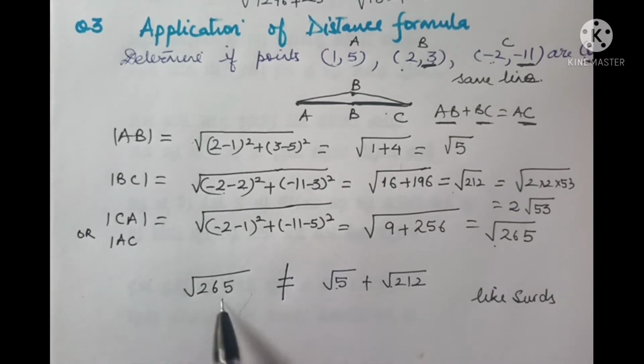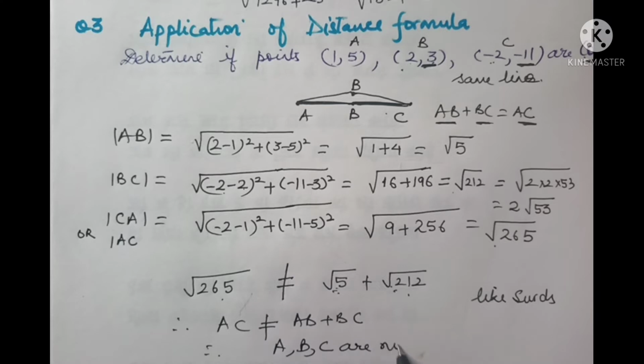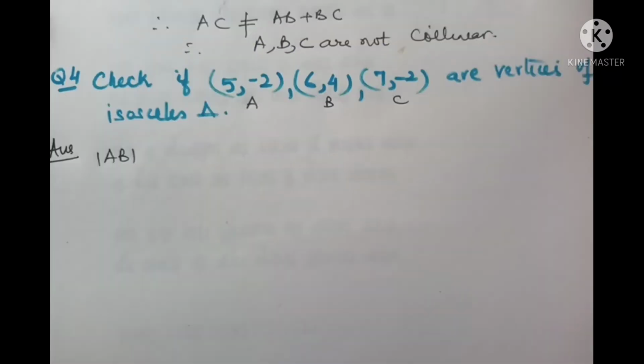Now since root 265 is not equal to the sum of the other two, therefore AC is not equal to AB plus BC, and hence points A, B and C are not collinear. I hope you understand. This is a very important question.